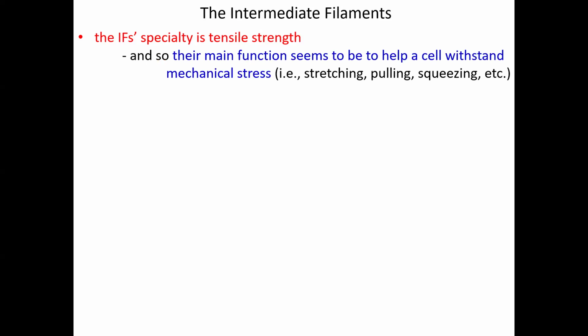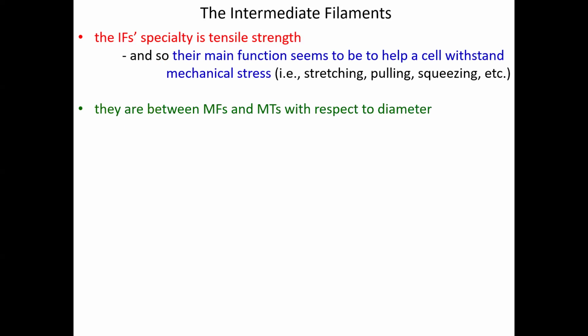So that's the setup for the cytoskeleton in general. And now we can start getting into intermediate filaments in detail. As I mentioned before, the specialty of intermediate filaments is what we refer to as tensile strength, the ability to stretch, be pulled, or be compressed and squeezed without deformation, without any structural damage. So the main function of intermediate filaments seems to be to help the cell withstand essentially mechanical stress.